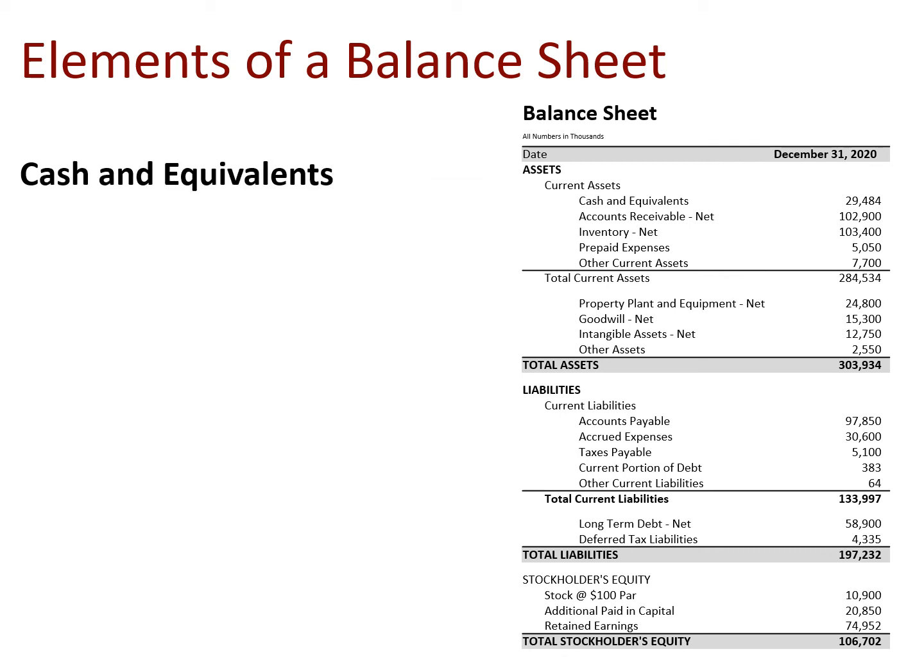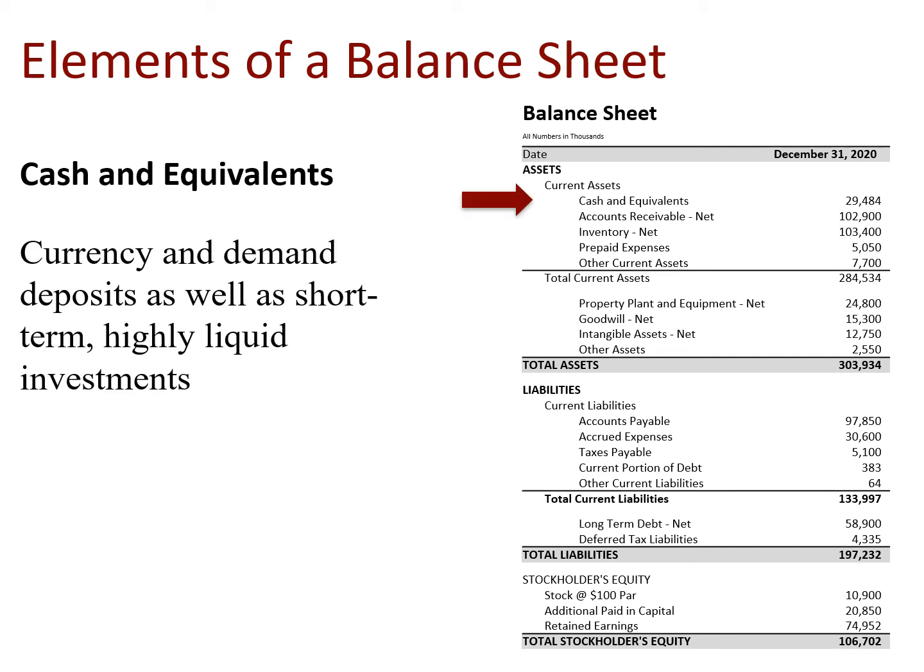The first current asset listed is cash and cash equivalents. You see it here. This amount represents the amount of currency and demand deposits, as well as short-term, highly liquid investments held by the company on that represented date.